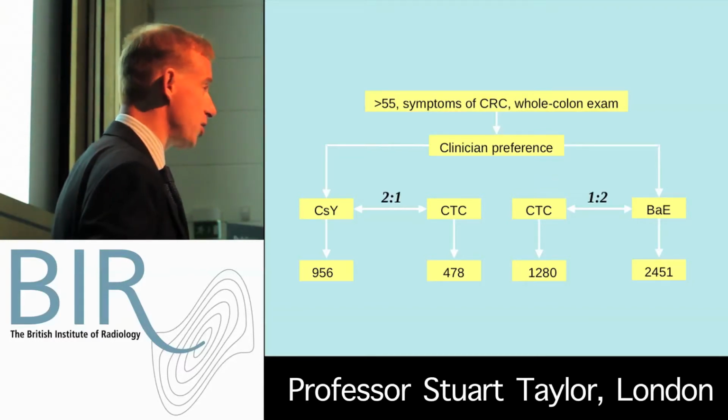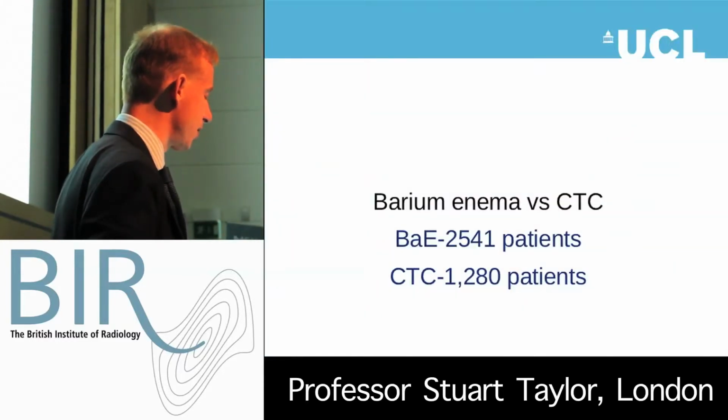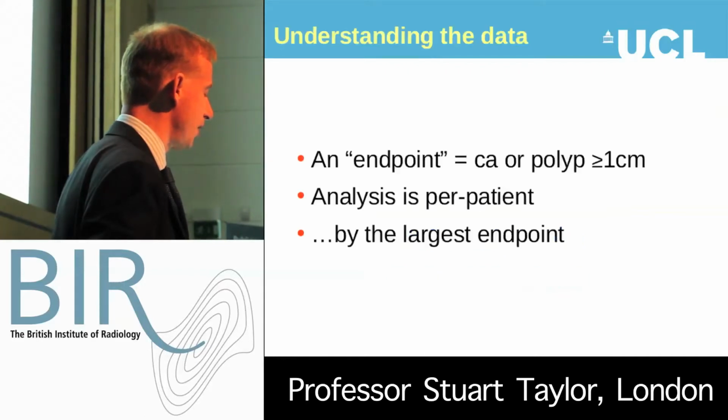There were a lot of patients, nearly 4,000 through the barium enema arm of this trial. It's a large-numbers, randomised study. And as I mentioned, the endpoint was something important to the patient, a cancer or a large polyp, nothing to do with small diminutive polyps. It's on a per patient basis.